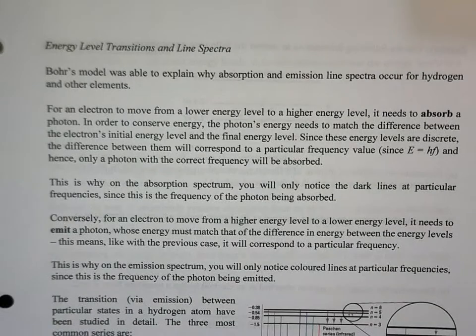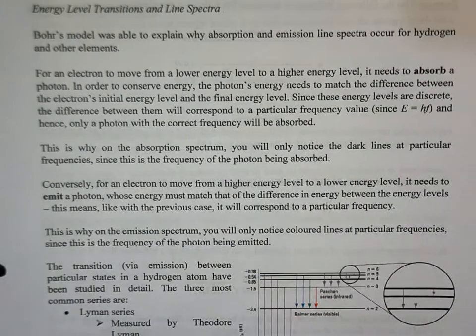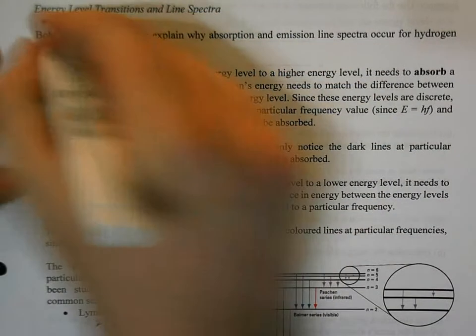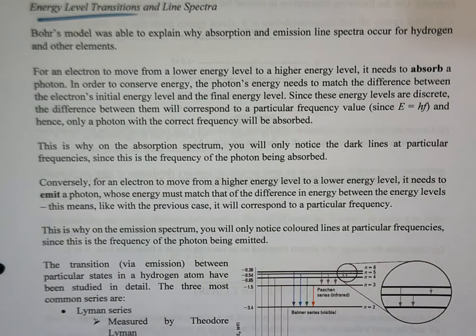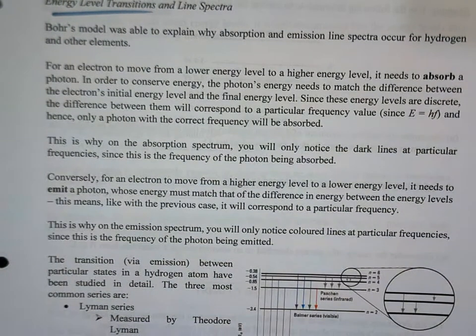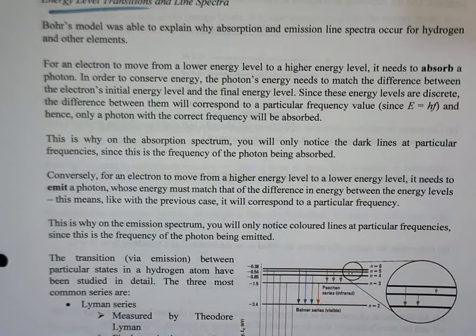So let's look at what's going on in the Bohr model. The Bohr model, if we could use a phrase, is all about energy level transitions. In the Bohr model, we're looking at electrons transitioning between orbits either by emitting a photon or absorbing a photon. And he was able to explain absorption and emission line spectra for hydrogen and other elements using these ideas. So if we would like an electron to move from a lower energy level to a higher energy level, what's going to have to happen is it's going to need to absorb a photon.